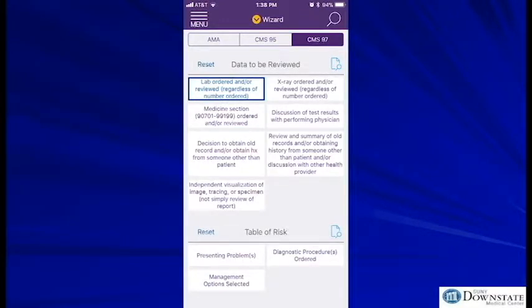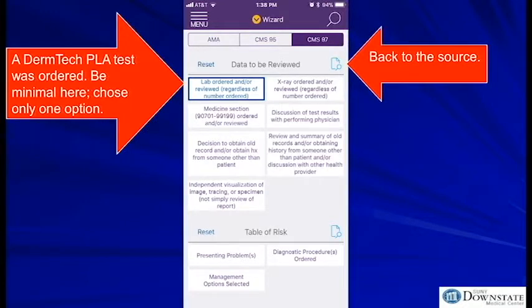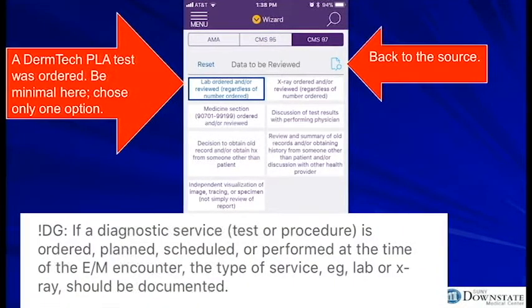We then go to data to be reviewed. Well, you're going to order a DermTech. Minimalist again, we're just going to do just one. We go back to the source. If a diagnostic service is ordered, planned, or scheduled, or performed at the time of the E&M encounter, the type of service, e.g. lab or x-ray, should be documented. So you simply order DermTech or perform a DermTech, you've done it there.